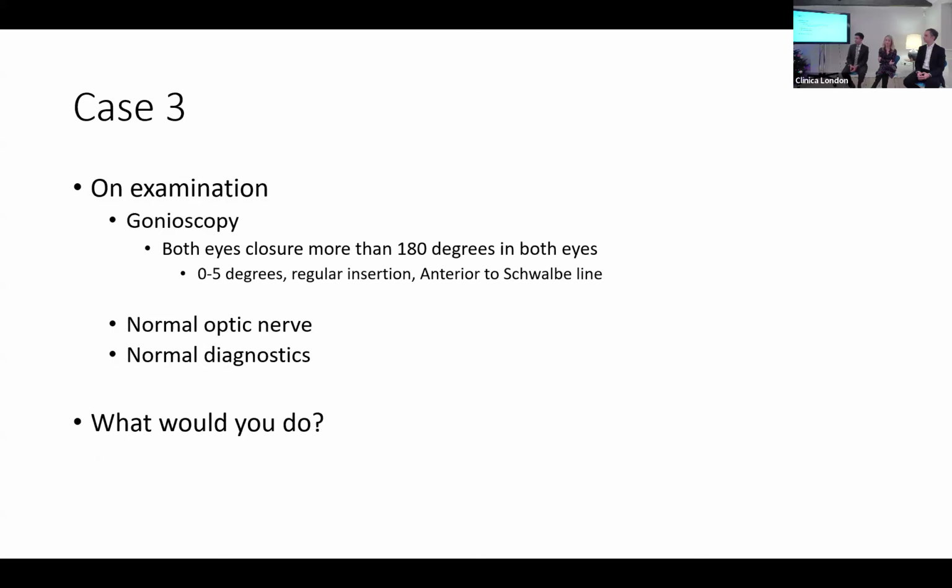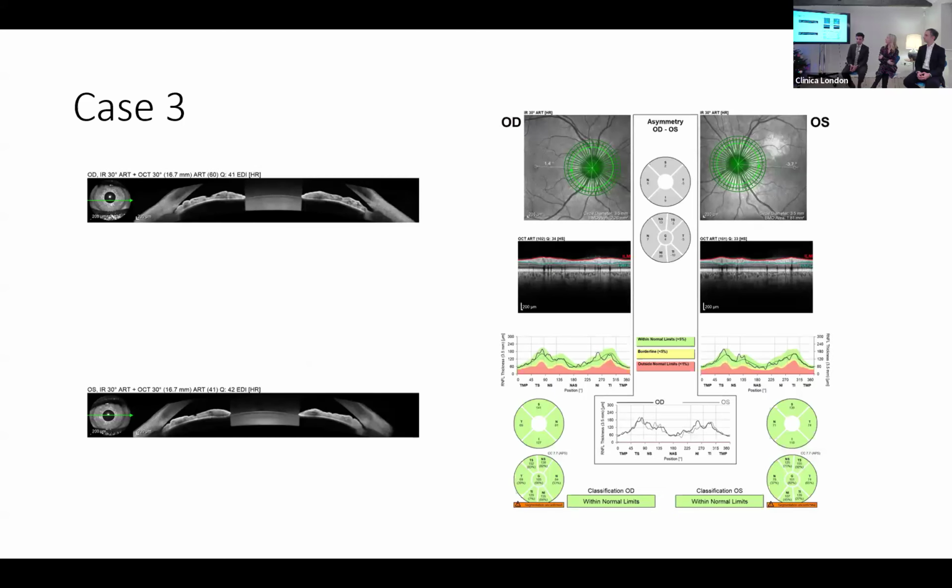So when I examined her, it was a fairly unremarkable anterior segment examination, but on gonioscopy, I did find that she was closed more than 180 degrees. Normal optic nerves, normal other diagnostics, which were these. So you can see by the anterior segment OCT, she was quite closed up. But as you can see by the OCT of the optic nerve, it all looked very healthy.